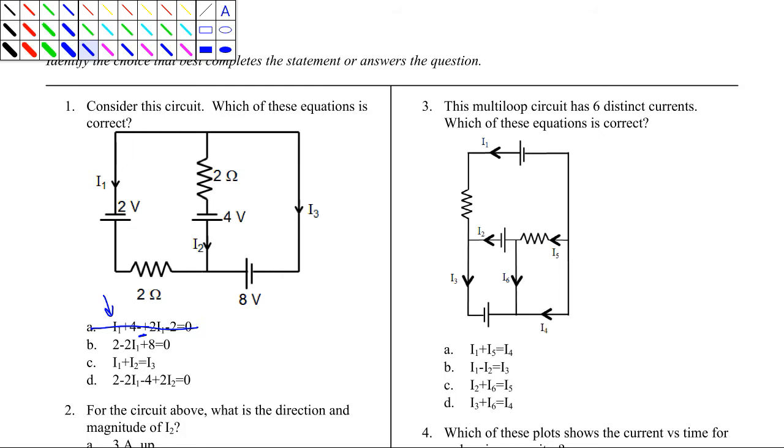Next I have I2 plus I3. I1 plus I2 equals I3. There's I1 and I2 are both coming in. Oh, and I3 is also coming in, so it should say plus I3 equals 0, so that's not correct.